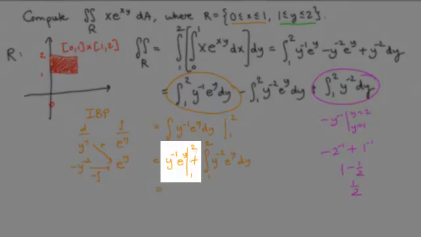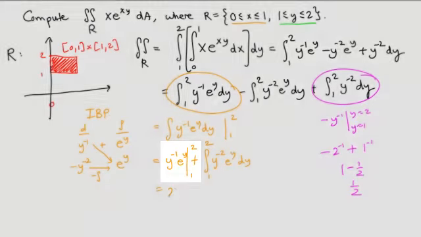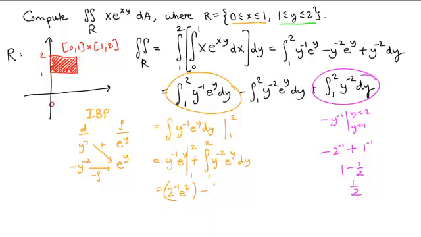Now this bit right here, if I plug in y equals 2, we're going to have 2 to the minus 1 times e squared minus, when I plug in 1, I'll have 1 to the minus 1 times e, which means I have e squared over 2 minus e. But this part right here, now I have to go and work out the integral from 1 to 2 of y to the minus 2 e to the y dy.